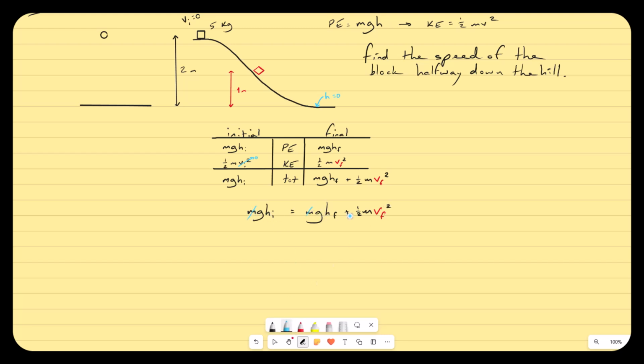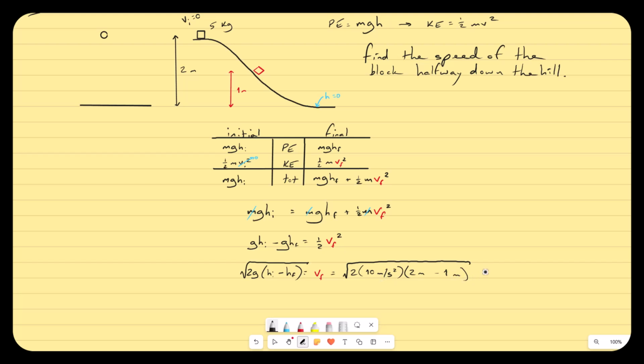Mass shows up in every term, which is great. I'm looking for v final, so I'm going to subtract this whole term over to the other side. So over here I'm going to get g times h initial minus g times h final equals half v final squared. Solving for v final, I will get the square root of 2 times g times h initial minus h final, and I can plug those in.